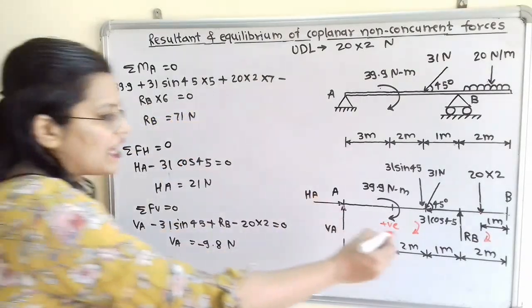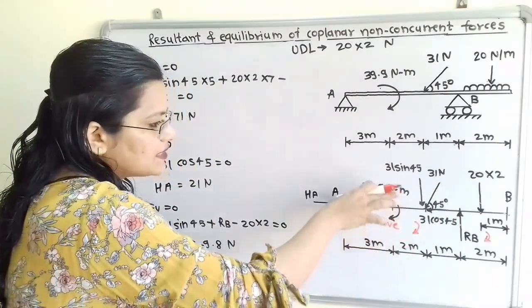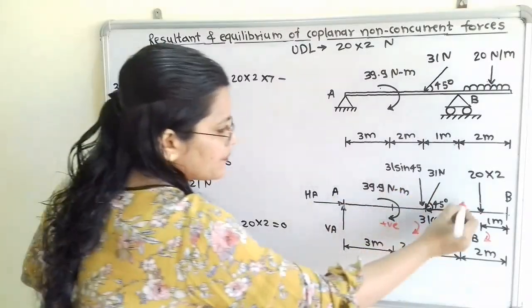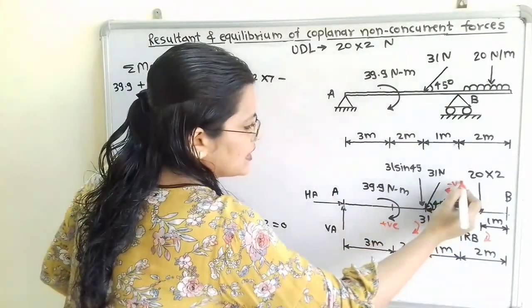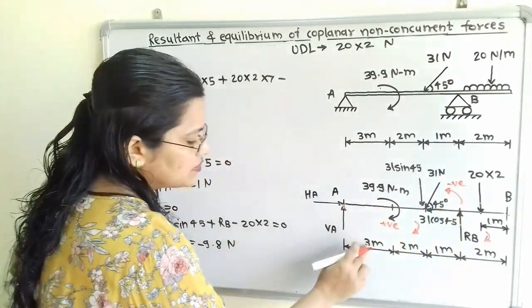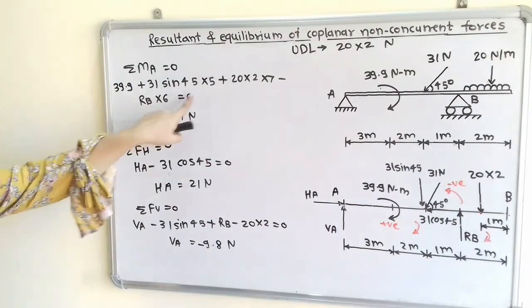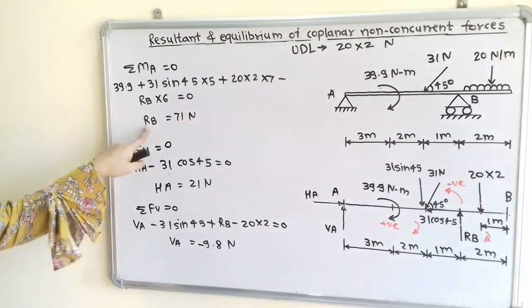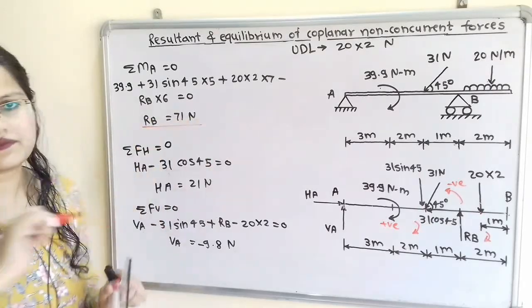Now what about RB? So we have to find out this. Now if I move the compass in the direction of RB, then here is the anti-clockwise direction and here we will use negative sign. So minus RB into perpendicular distance, 3 plus 2 plus 1. That is 6. So minus RB into 6 is equal to 0. So RB is equal to 71 Newton. So this is the answer.